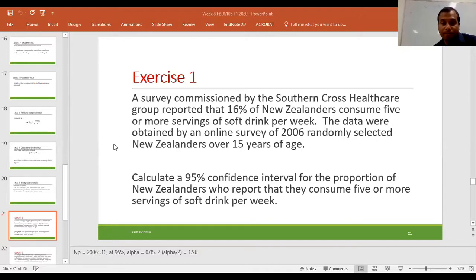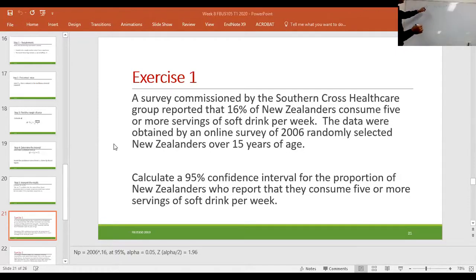I think it's a sample. Yes, because the first sentence is not clear. It seems like a population proportion, but the second sentence makes it clear that the data were obtained by an online survey of 2006 randomly selected people. So they are talking about the sample, not the complete population. That is what you need to find out. So the 16% is a sample proportion, denoted by p hat. Sample proportion 16% means the p hat value is 0.16.